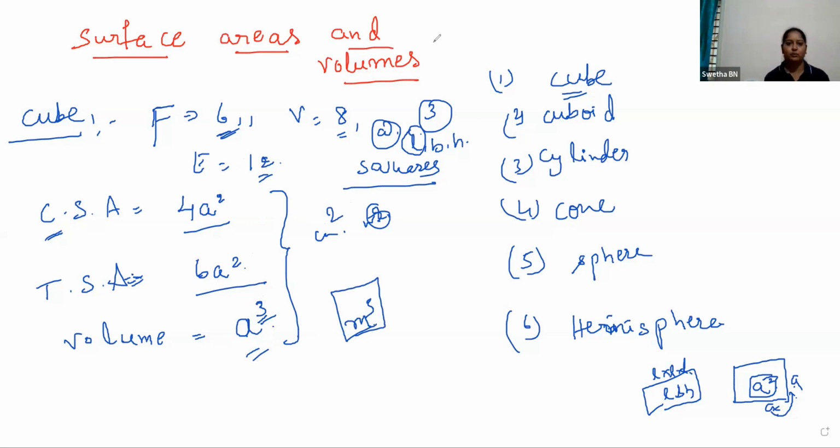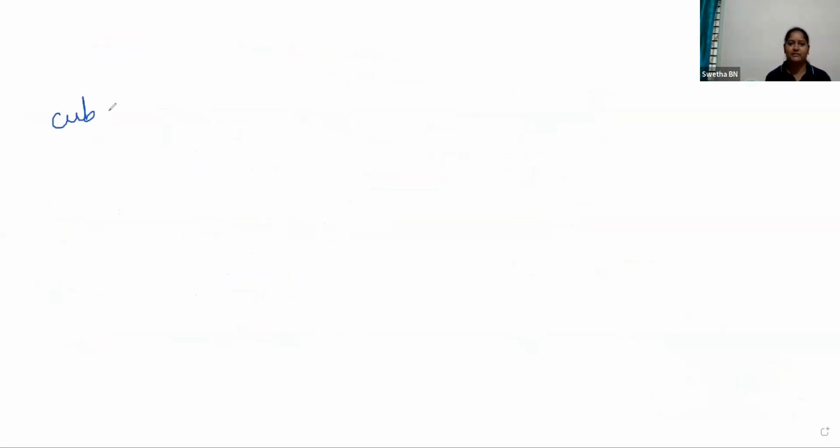Next one is cuboid. Can you give an example for cuboid? Ma'am, geometry box. Geometry box. Shreya, are you there? Shreya. Can you hear me, Shreya?